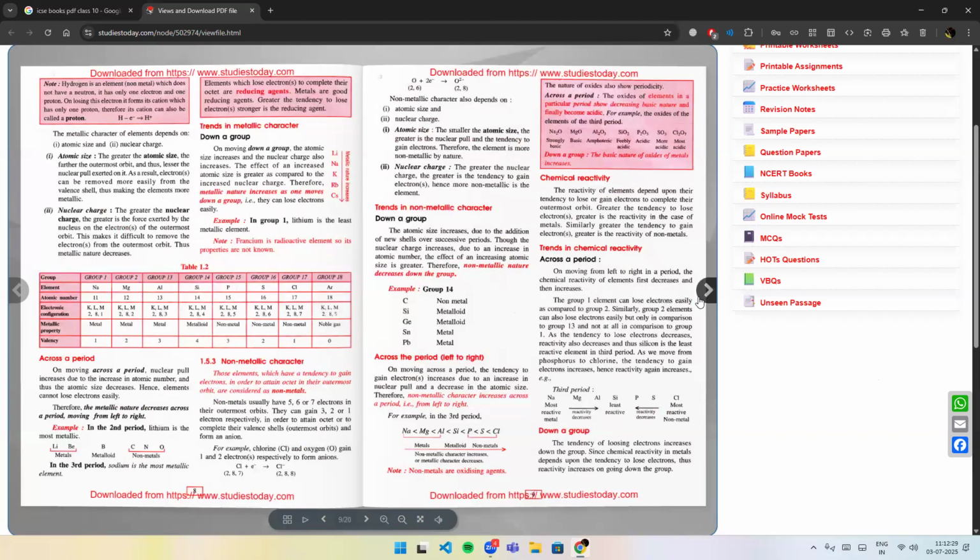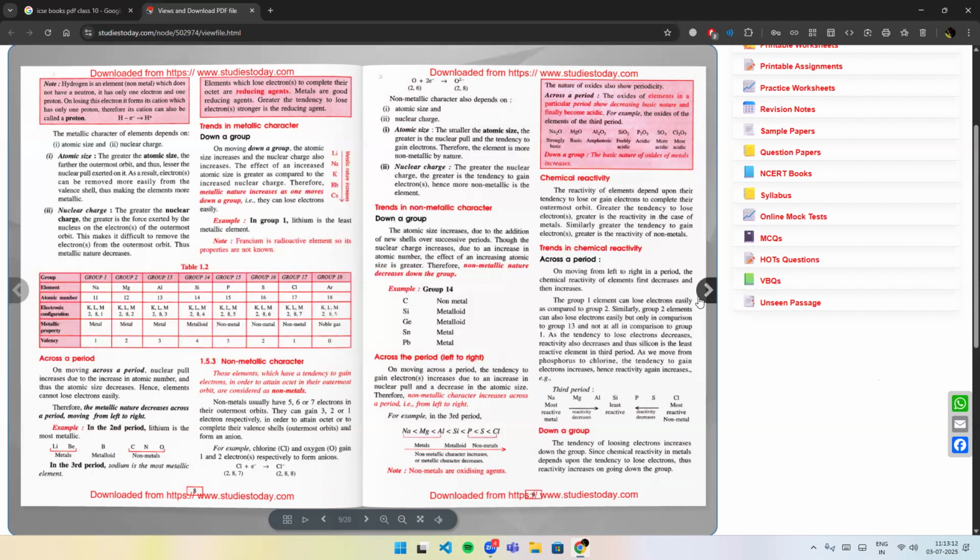The metallic character of elements depends on atomic size and nuclear charge. Atomic size. The greater the atomic size, the farther the outermost orbit, and thus lesser the nuclear pull exerted on it. As a result, electron can be easily removed from the valence shell, thus making the elements more metallic. Nuclear charge. The greater the nuclear charge, the greater is the force exerted by the nucleus on the electron of the outermost orbit. This makes it difficult to remove the electron from the outermost orbit. Thus, metallic character decreases.